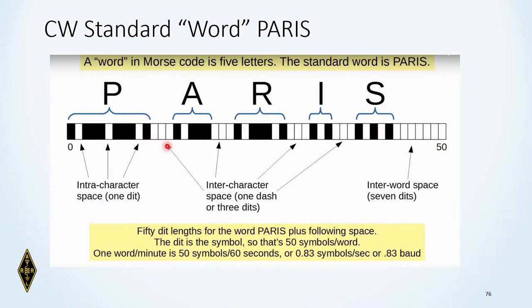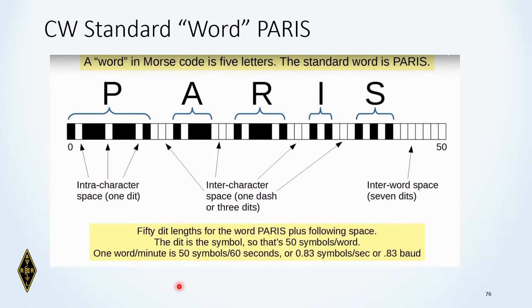Between each letter, there's the equivalent of 3 dots, time, spacing. And then A is da, with a 1 dot space in the middle of it, 3 spaces between the letters, and so forth on through the S. And then the interword spacing between words in Morse code is 7 dits. So we got 3 dits between the letters and then 7 dits between the words. So 50 dit lengths for the word Paris plus the following space is what this reference standard is, I'll call it. The dit is the symbol, so it's 50 symbols per word.